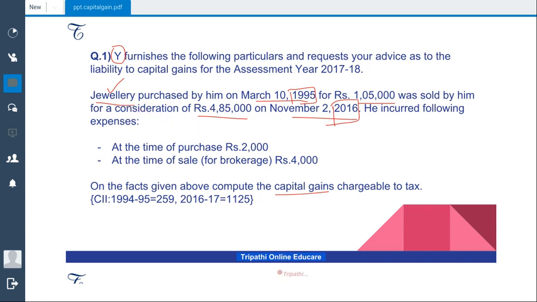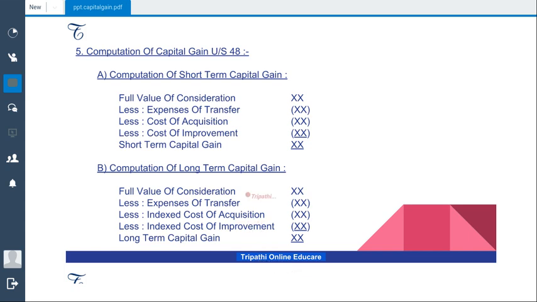So for that, you should know how to calculate long-term capital gain. This is how you are supposed to calculate long-term capital gain. You will have to take the full value of consideration, which is nothing but the selling price, less expenses on transfer like brokerage, etc., less index cost of acquisition, less index cost of improvement. So finally, you will get long-term capital gain.